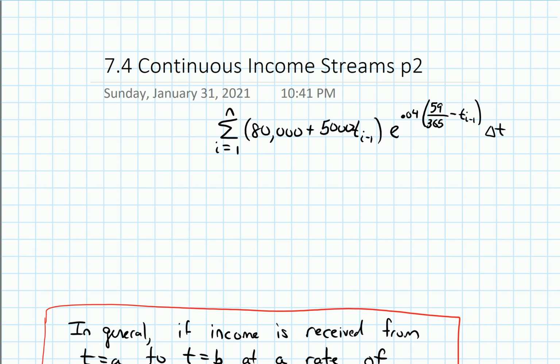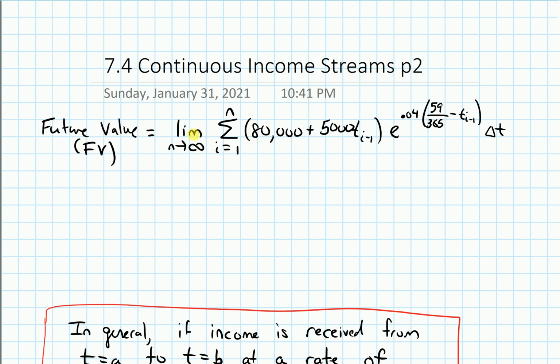But to make this exact, I need to take a limit. I got to take the limit as n goes to infinity. And when we do that, this will tell us the value of this income stream on top of that interest by the end. And we call that the future value, or sometimes we just call that FV to abbreviate it.